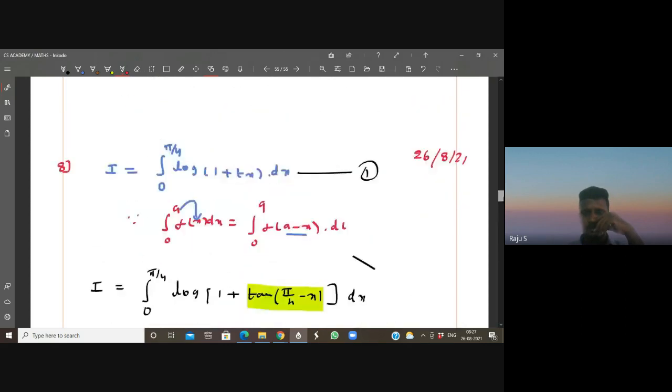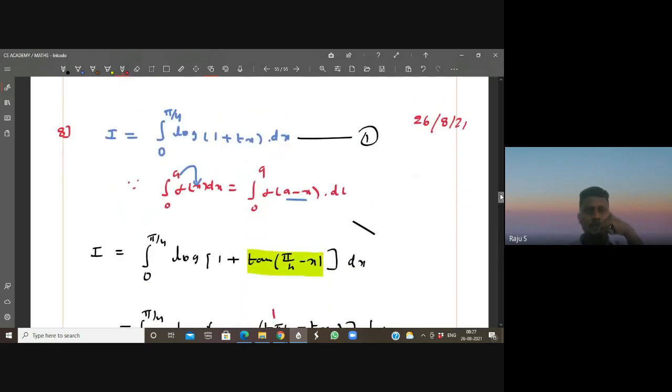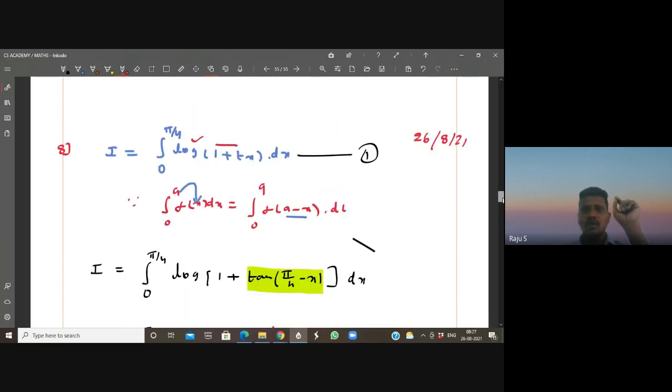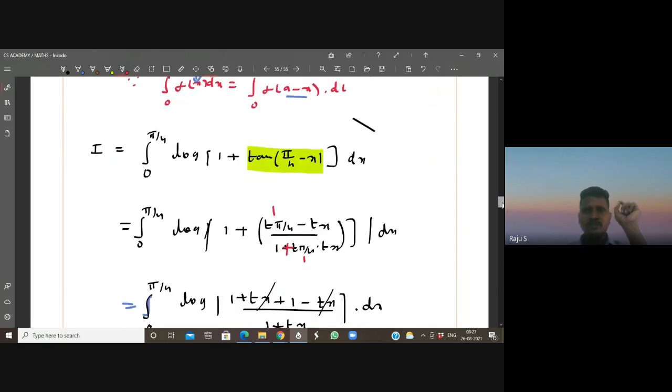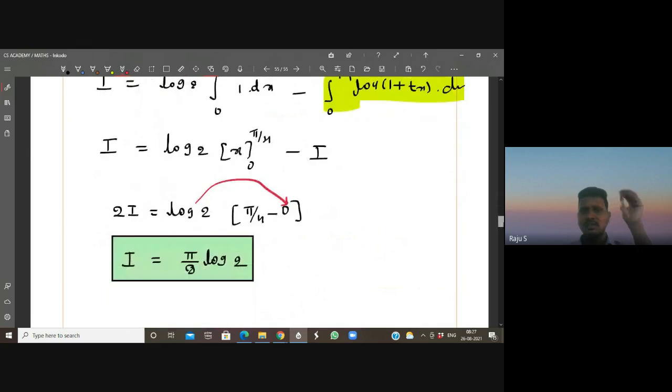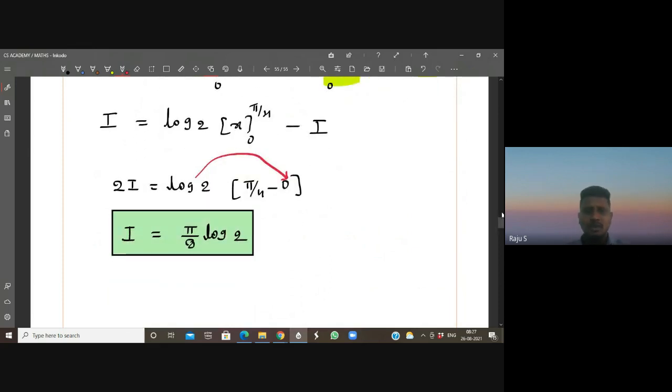Any doubts about what I have done? I applied the property. Without applying the property, we don't get the answer, because we know the integral of log x, but we don't know the integral value of log of 1 plus tan x. Here we don't have any chain rule. For example, in differentiation we can apply the chain rule: first differentiate log, then differentiate 1 plus tan x. But in integration there is no chain rule, so according to the question we apply the property. I applied only the first property, simplified, and finally we got the answer. Nothing more there, right?